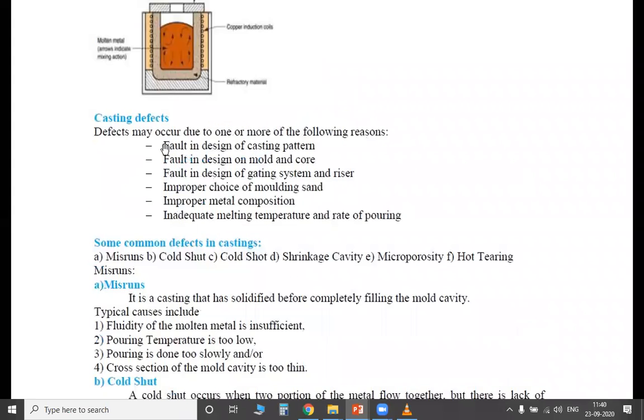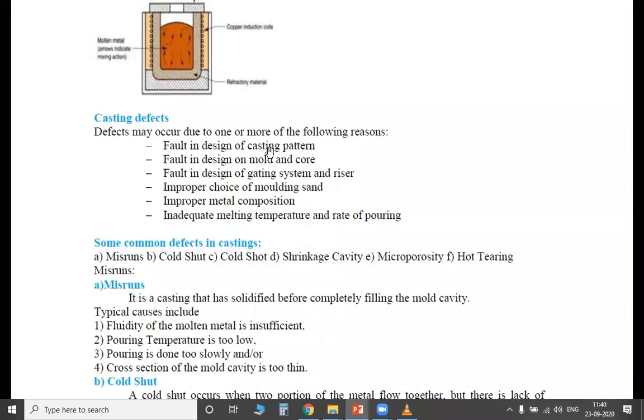The defects may occur due to one or more of the following reasons. You should know the different types of casting defects that occur. The main thing is if the casting process is not arranged in a correct manner, defects will occur. One is a fault in the design of the casting pattern. When the pattern is not correct, you can't get a correct shape. Then there is a fault in the design of the mold and core.